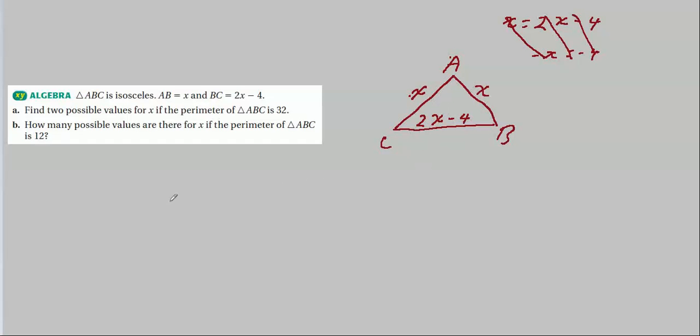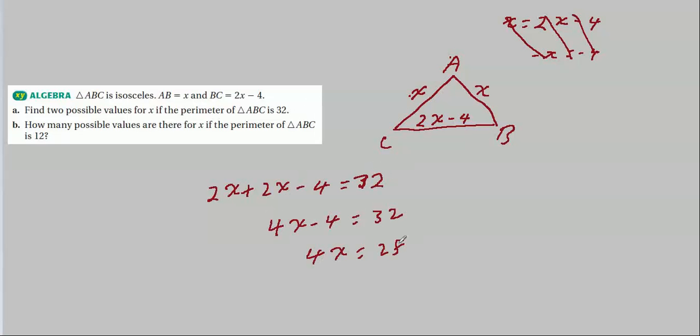So if this is x plus x plus 2x minus 4, so let's call that x plus x is 2x, plus 2x minus 4 equals 32. Is that what they said it was? Yeah. So we got 4x minus 4. Oh, it's supposed to be a 28, sorry. And that would imply that x equals 7.